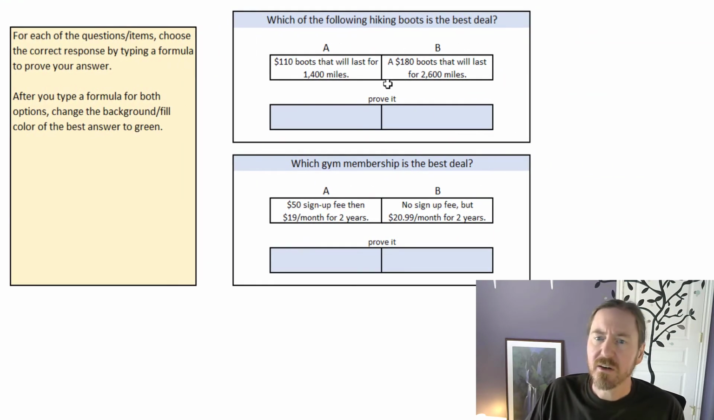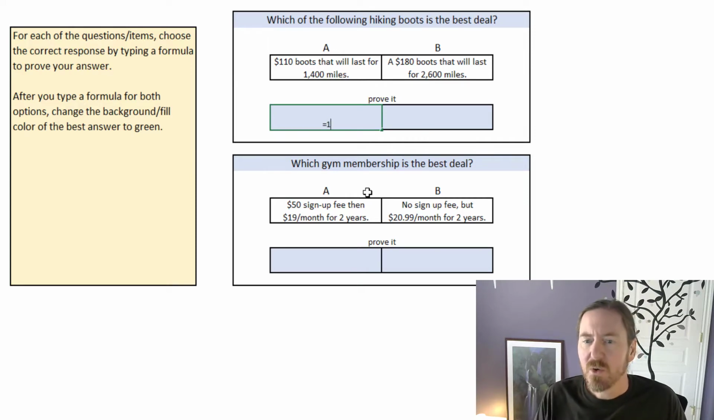All right, let's jump over here. Which of the following hiking boots is the best deal? So we've got some $110 boots that are rated for 1,400 miles, $180 boots that are rated for 2,600 miles. All right, equals 110 divided by 1,400. That's going to get us a number here.